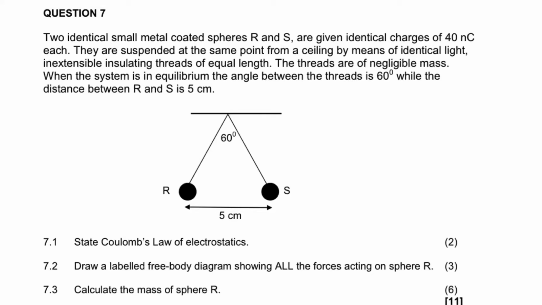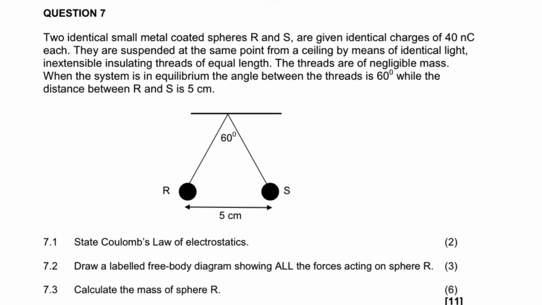Hey folks, here's another electrostatic question. It says two identical small metal coated spheres R and S are given identical charges each. Looking here, you have R and S, they have identical charges, right? They are suspended at the same point from the ceiling by means of identical light inextensible insulated thread of equal length.